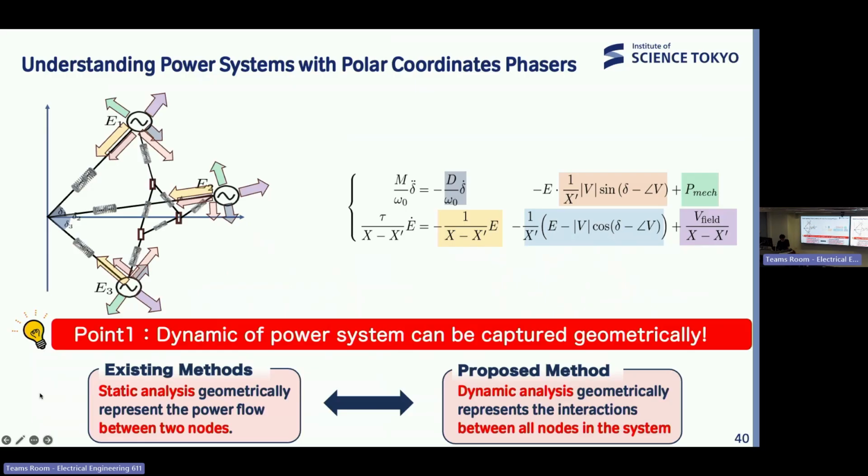So, therefore, when considering the entire system, it looks like this. In essence, the power system can be understood as a network of springs and dampers. A key differential form of the vector method mentioned previously involves static analysis. Its model can be used for dynamic analysis, geometrically representing the interaction between all nodes in the system.